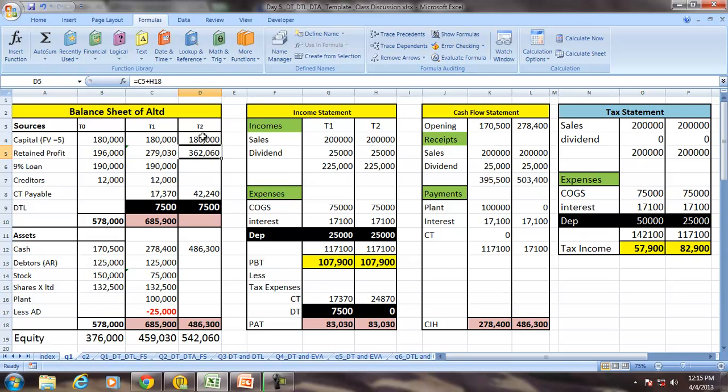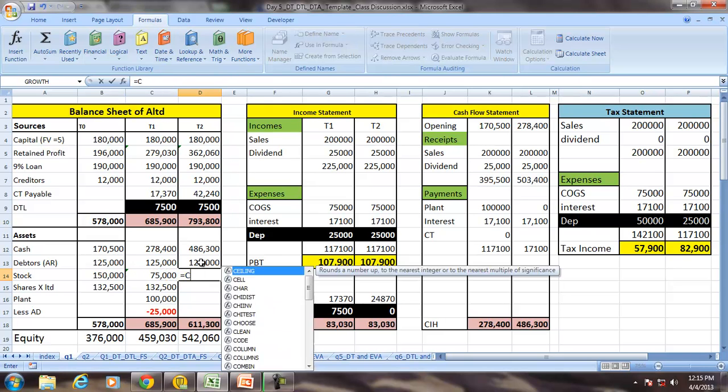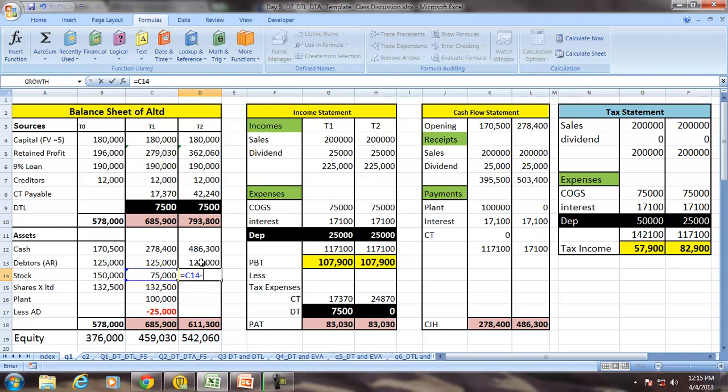No change in the capital, no change in loans, no change in creditor. The summation of this will give us the total sources. No change in the debtor; the stock has reduced, that means we sold the entire stock. No change in shares. The plant value remains the same. The depreciation goes up. Accumulated depreciation goes up to the extent of 25,000 and the balance sheet tallies.